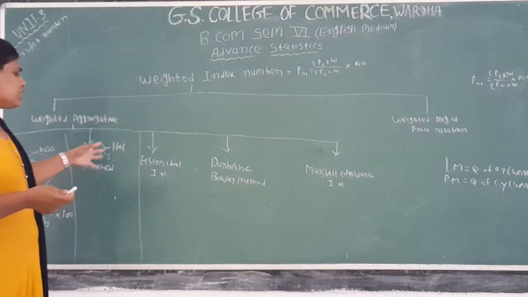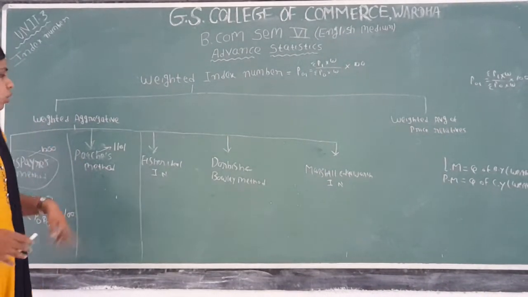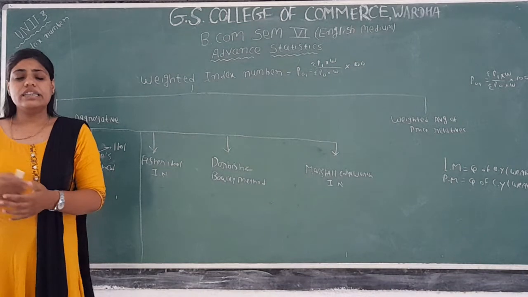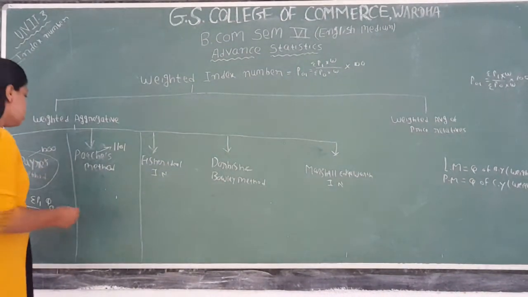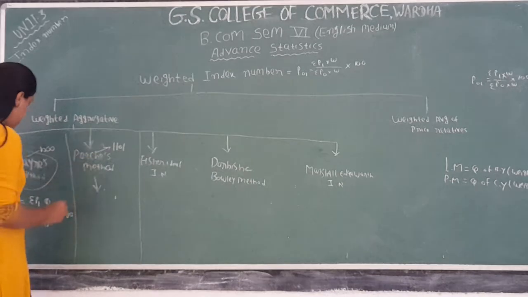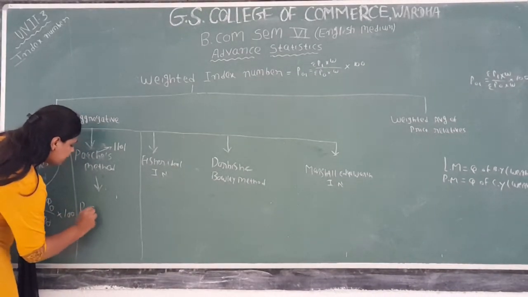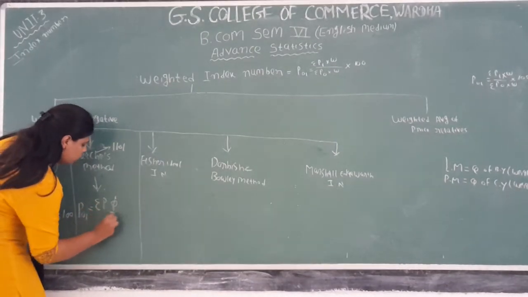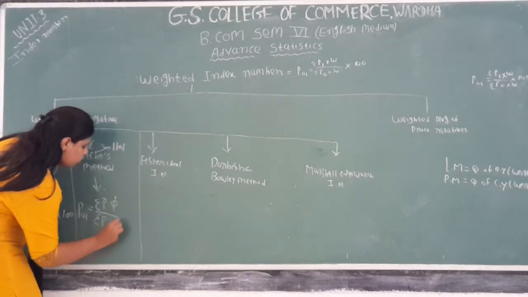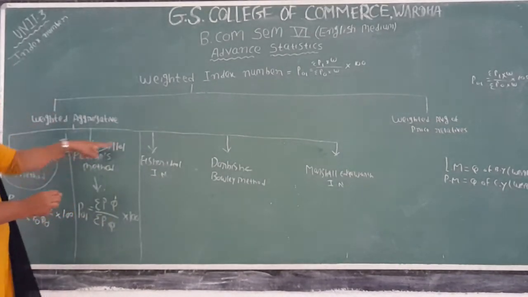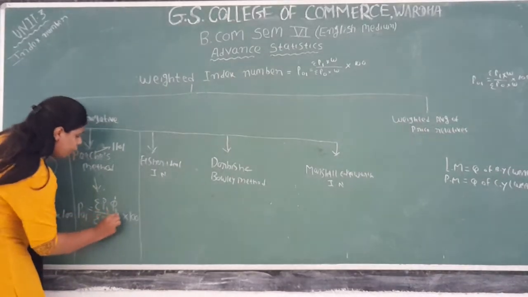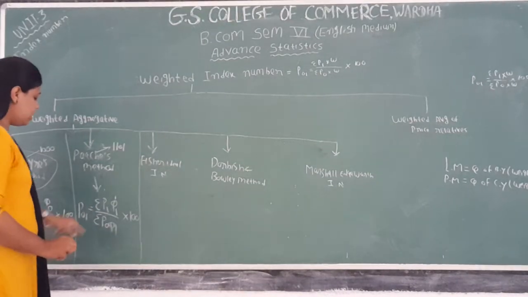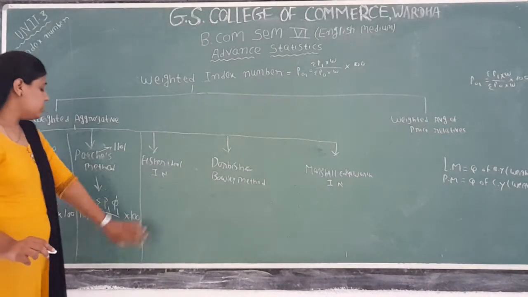So keep this amount in mind by using any trick. Okay. So now how are we going to calculate the index number by using Paasche's method? Here we are going to use this formula. Okay, P01 refers to index number. Then summation PQ into 100. Now put this amount 1101. Okay, so summation P1 into Q1 upon summation P0 into Q1 into 100.